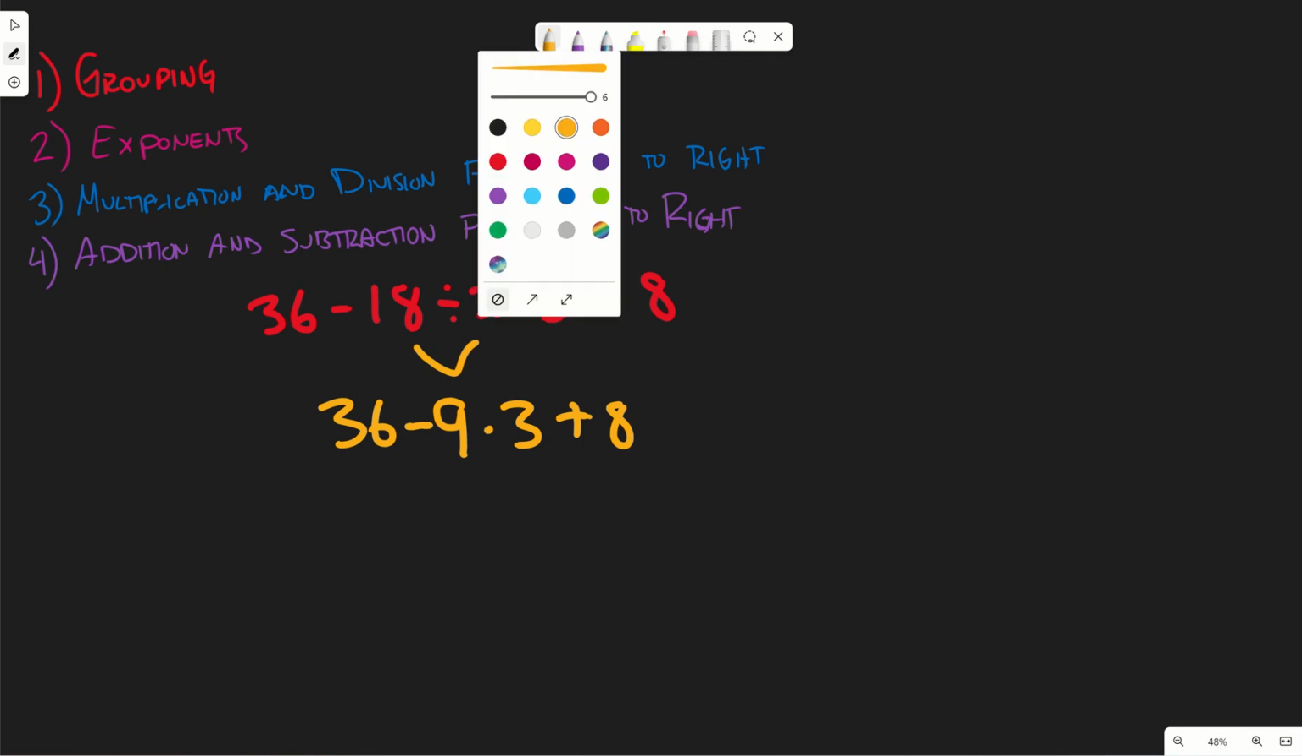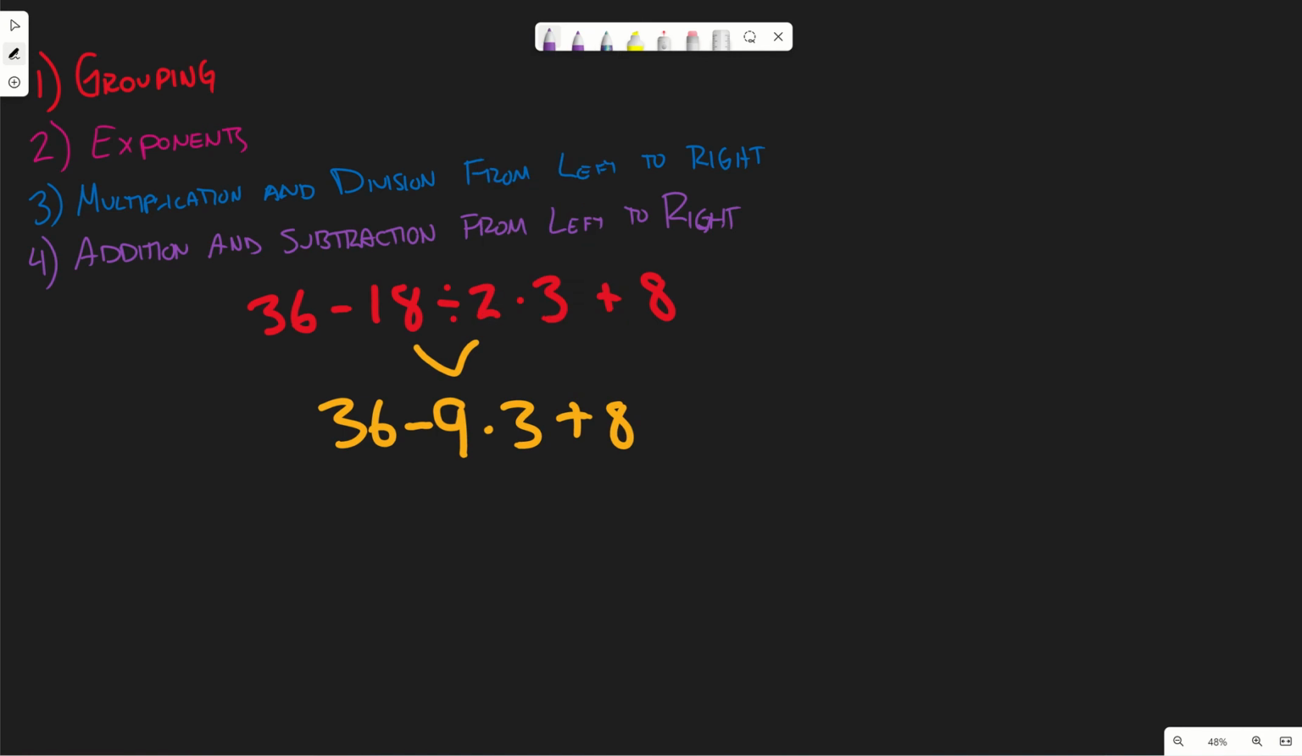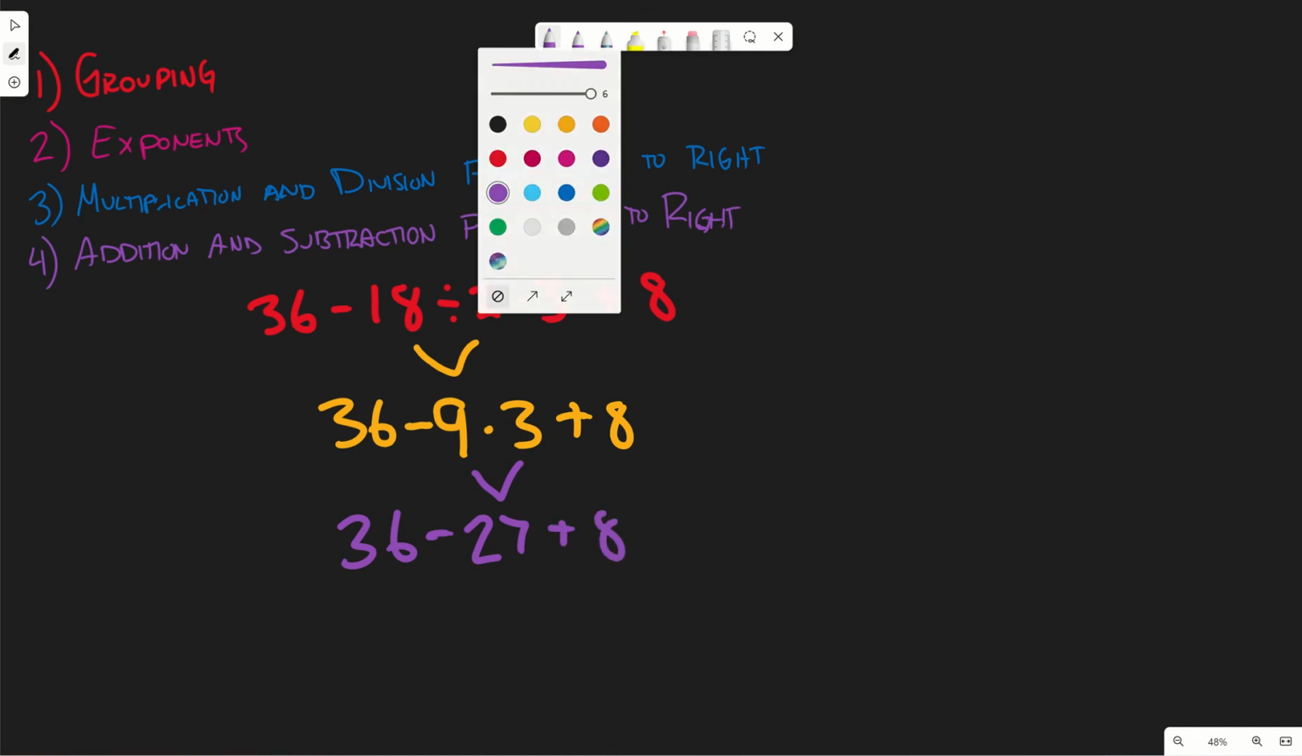All right, now let's look at our next thing, any kind of multiplication or division. 36 minus 9 times 3. 9 times 3, that is multiplication. This would be 27. Rewrite everything else. Let's go through it again. 36 minus 27 plus 8.